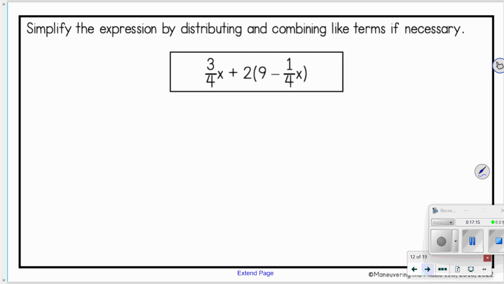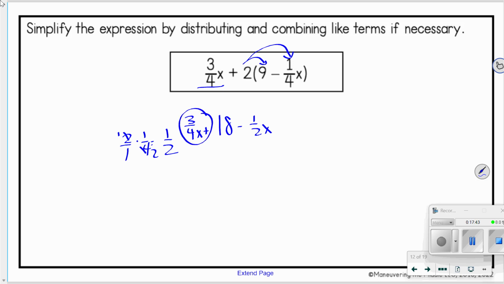Next one. They gave me a single term first. My distribution actually doesn't happen until the last part. So now I go 2 times 9 is 18. 2 times 1/4, just in case any of you don't know how to do that one. Again, I just simplify, it gives me 1/2. So that's 1/2 x. Positive times negative means it is negative. But I also have 3/4 x that I need to account for.